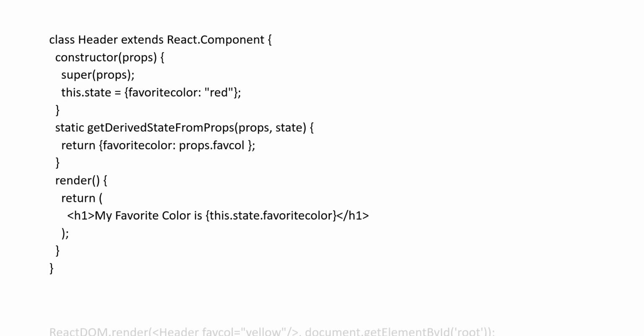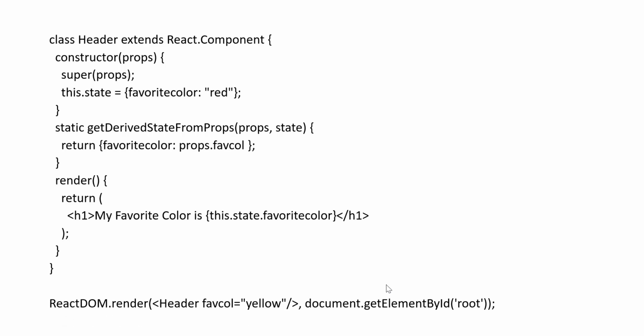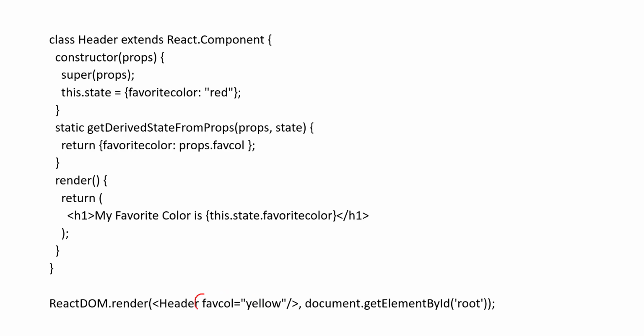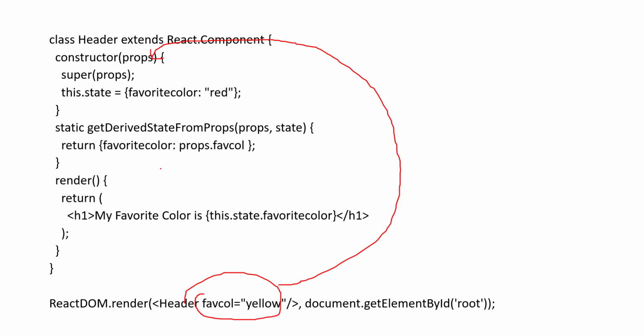Then this is the DOM. We provide the fable color as an argument here, so that it will pass to the props. Then we can get the result. We can use this favorite color, then you will get the output, hello. Let's jump to the practical so that it will be clear.